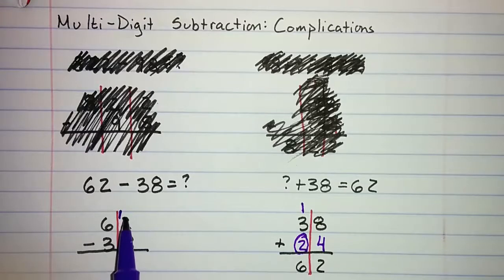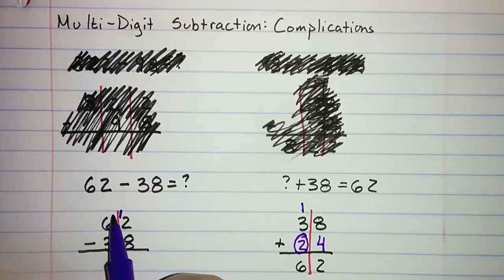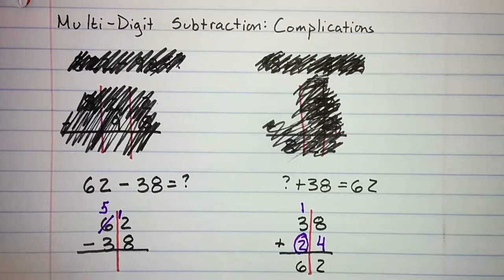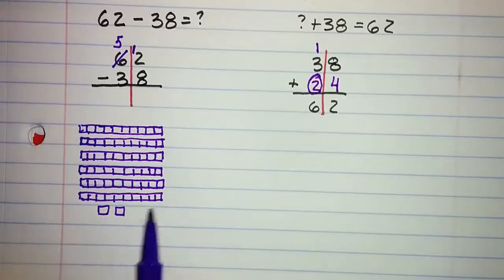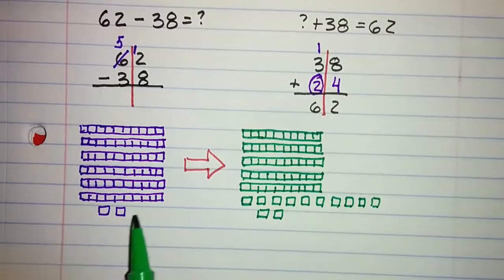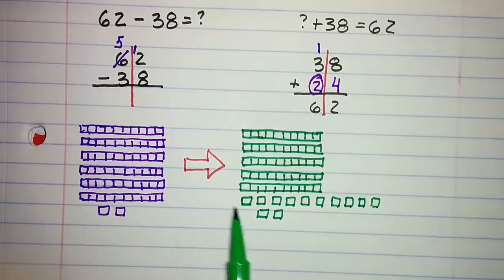Where did this 10 come from? We went over to the next place. We went over to the tens place. This 6 represents 6 blocks of 10. We broke one of them up. Instead of 6 blocks of 10, we had 5 blocks of 10. So instead of 6 blocks of 10 and 2 ones, we've broken up one of our blocks of 10 into 10 individual ones. Right? We still have 62 blocks. It's just we've broken up a group of 10 into its individual parts.